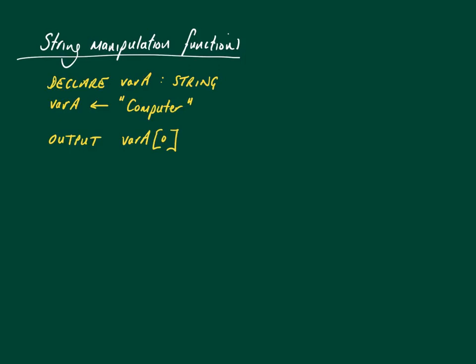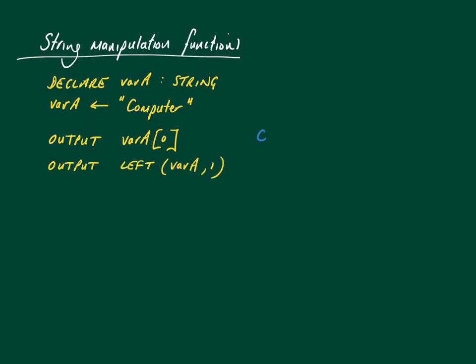So in this first example, we've decided to output var a square brackets 0. What this does is find the 0th letter in the string variable. It only works with strings, and it will output it to the screen. So in this case, the first, or the 0th letter, is the capital C. I'll write this in blue so you can see the output.